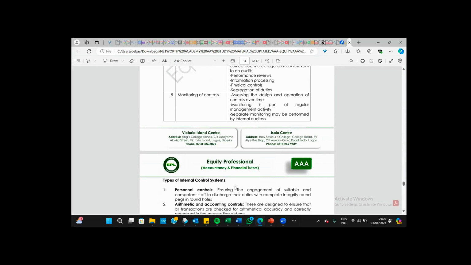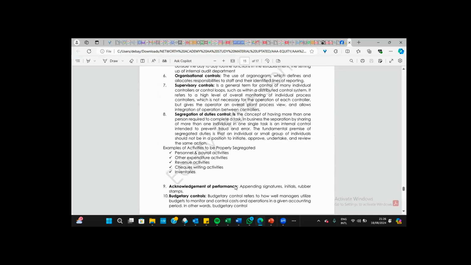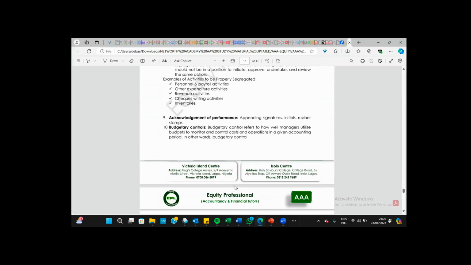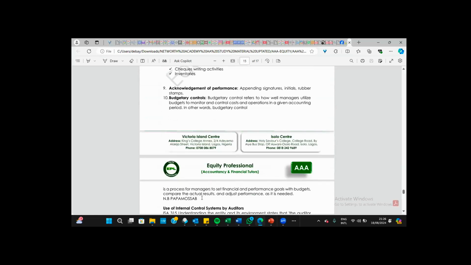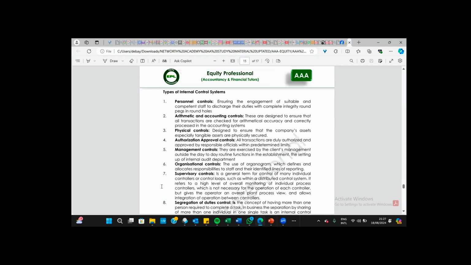We go to the next one, types of internal control system. Types of internal control system is represented by a mnemonic I call Papa Musab. This is it here. You see it? As you always see in my class, I try to make learning fun. So Papa Musab is represented by P-A-P-A-M-O-S-S-A-B. That is Papa Musab.